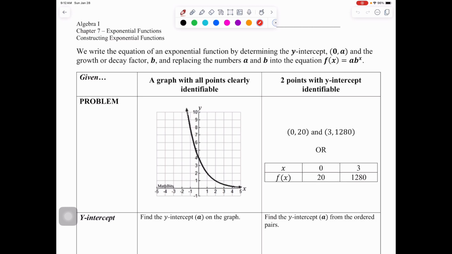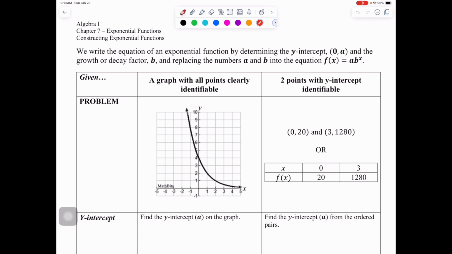Our next lesson is called Constructing Exponential Functions. So today's goal is to be able to write the exponential function or model that represents the situation. So you're writing equations today. And so we'll follow a very similar format as we did with linear. We'll give you different scenarios that you may be faced with and talk about how we could get the information we need to write the equation.